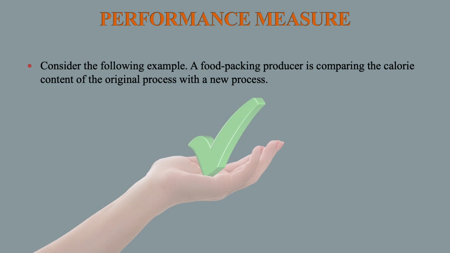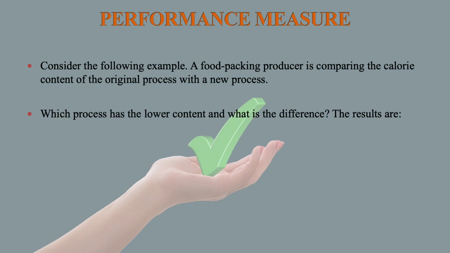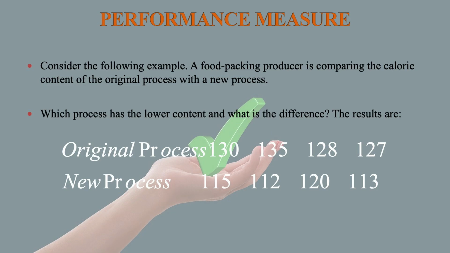Consider the following example. A food packaging producer is comparing the caloric content of an original process with a new process. Which process has the lowest content and what is the difference? So here we can find out by taking an example which one is the lowest content and what is the difference. The results: the original process parameters are 130, 135, 128 and 127. Then the new process parameters are 115, 112, 120 and 113.